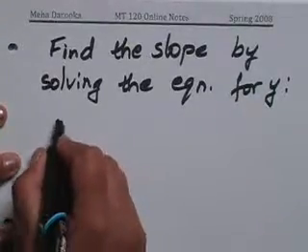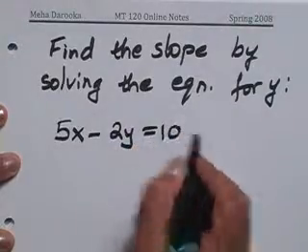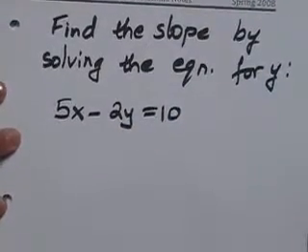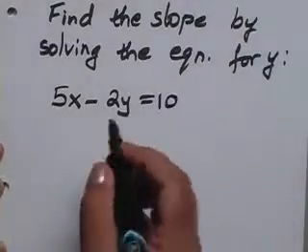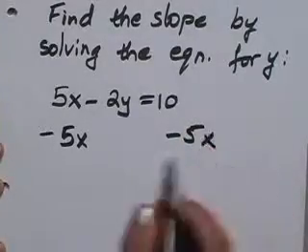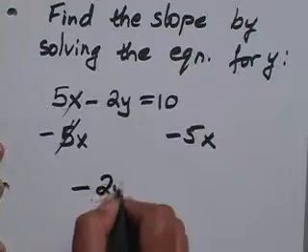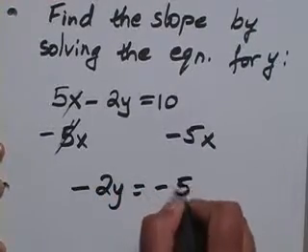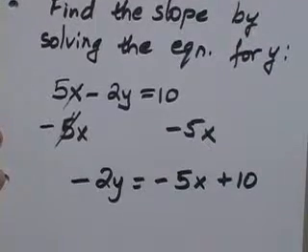And we are looking at 5x minus 2y equals 10. Again, you don't want to find the intercepts, you just want to solve this equation for y. We start by moving our 5x over to the other side, and this gives you negative 2y equals negative 5x plus 10.